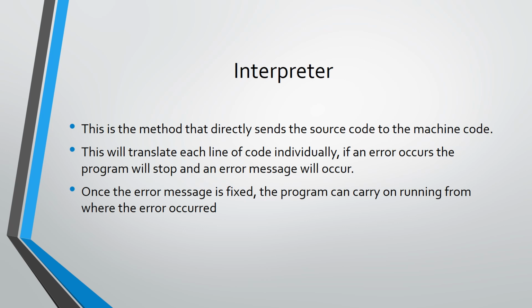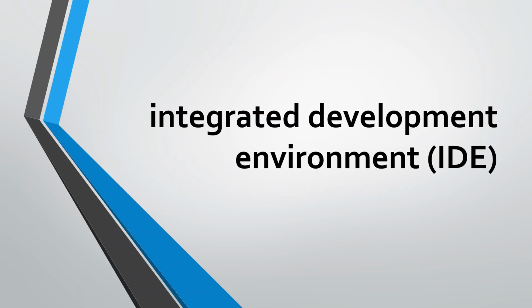So, the interpreter is the method that directly translates the source code into machine code. This will translate each line of code individually. If an error occurs, the program will stop and an error message will appear. Once the error is fixed, the program carries on running from where the error occurred.